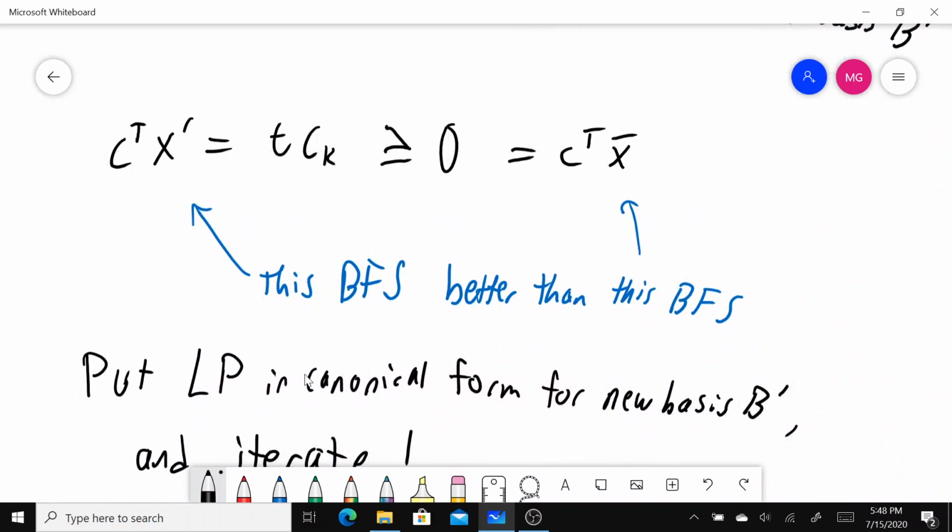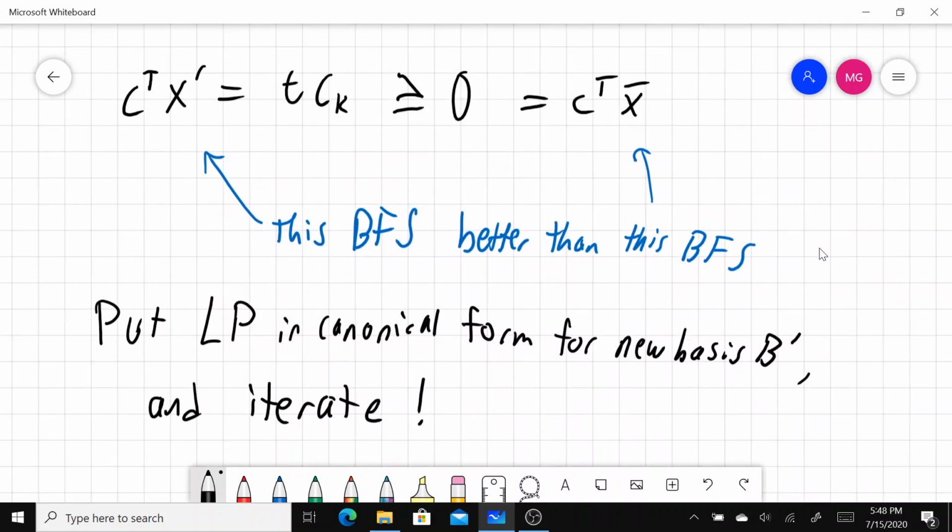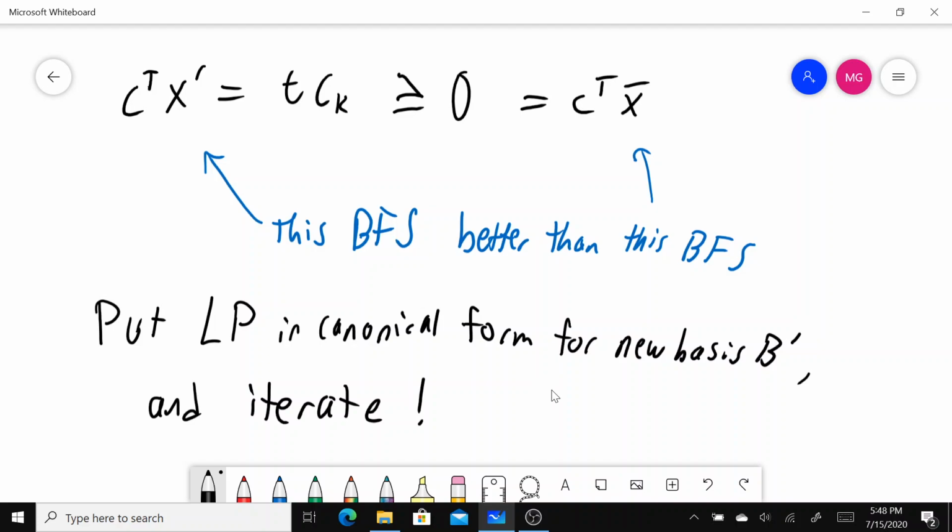So we have a better basic feasible solution, and that's all we wanted. So now just put your linear program in canonical form for this new basis b prime, which of course we can always do, and iterate that, because that's all we're trying to do. We're jumping from one basic feasible solution to another basic feasible solution, and the new one is better than the old one.